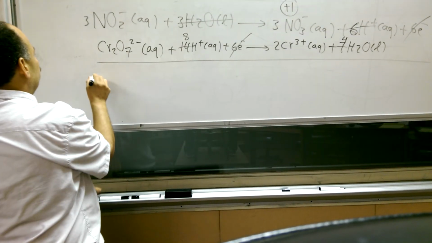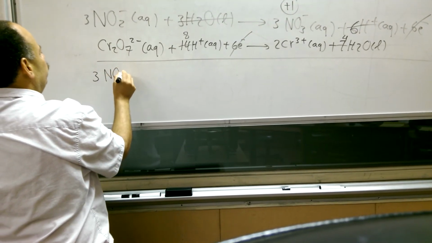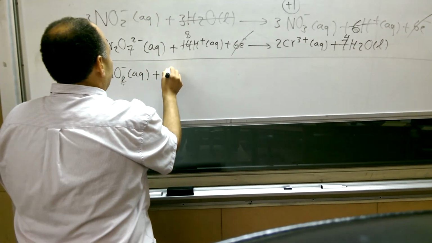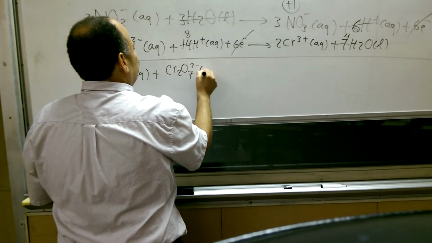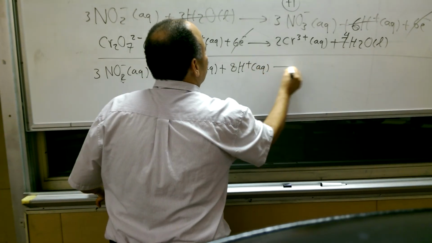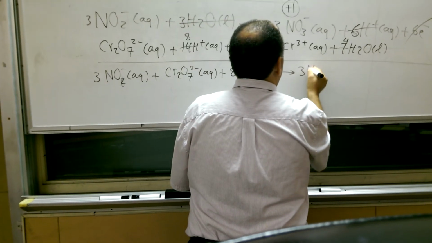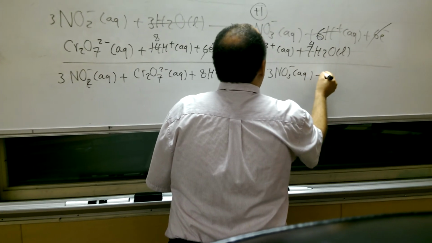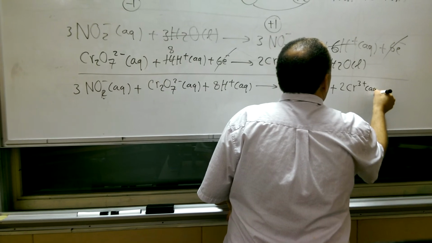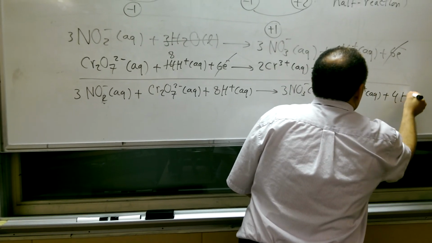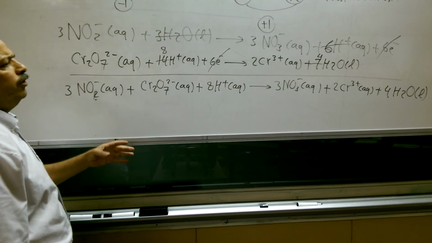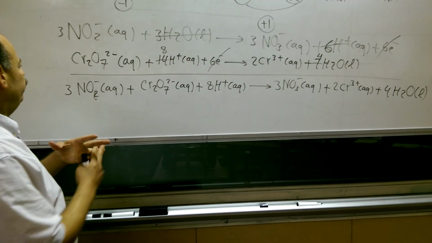So when we add those together, it will show like 3 of the nitrite ion plus 1 dichromate ion plus 8 protons to give on the other side 3 of the nitrate ion plus 2 of the chromium 3 plus 4 of the H2O molecules here. That is the overall reaction.